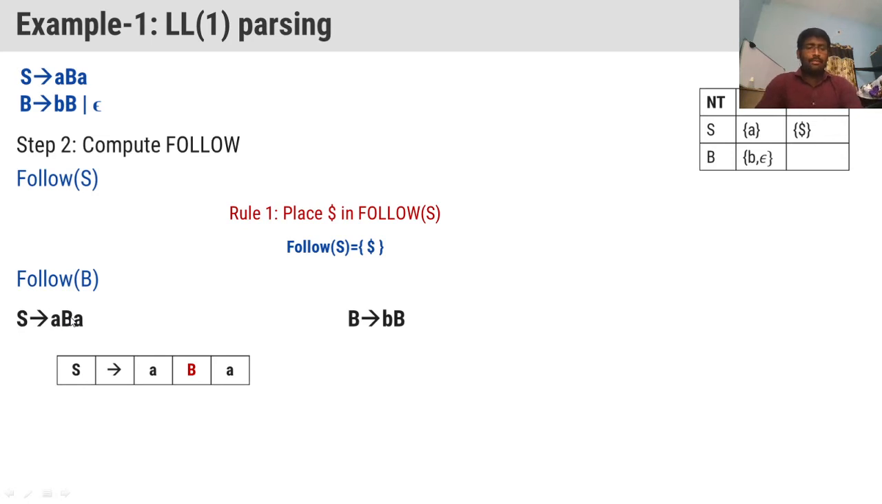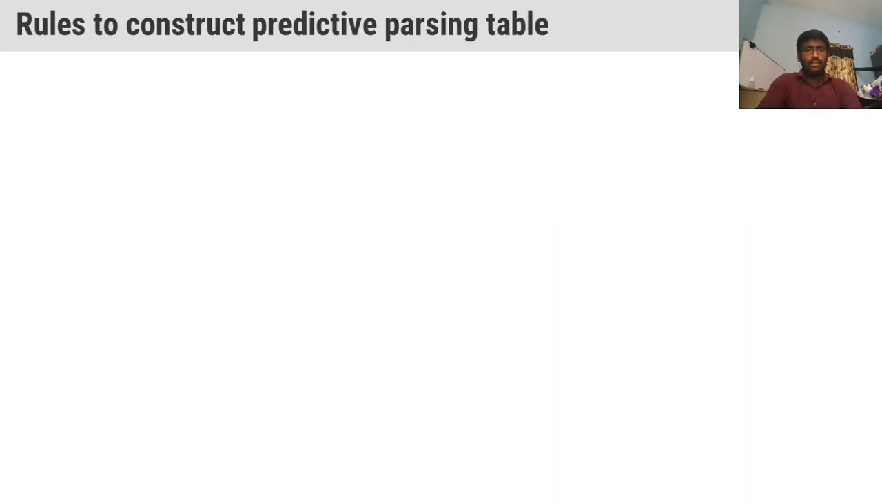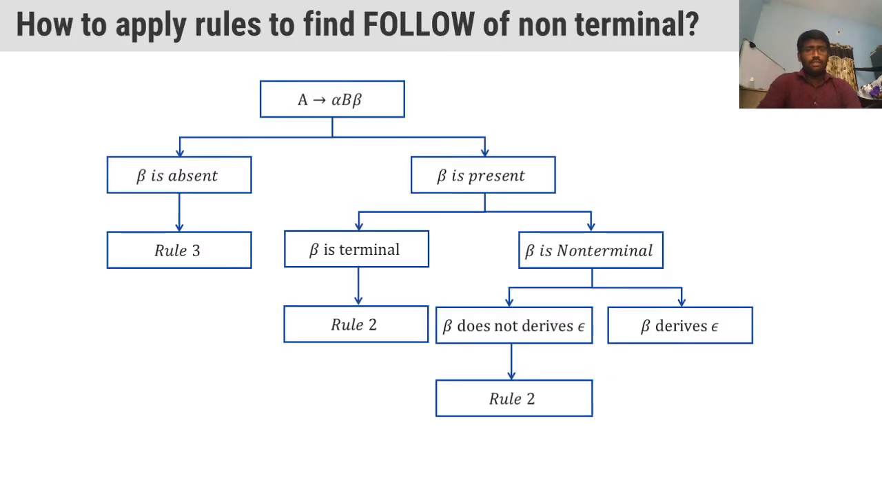What is the follow of capital B here? Capital B is followed by small a. Since small a is a terminal, we will go to the rules. I have shown you the rules already. If beta is present and if beta is a terminal, we need to apply rule 2.